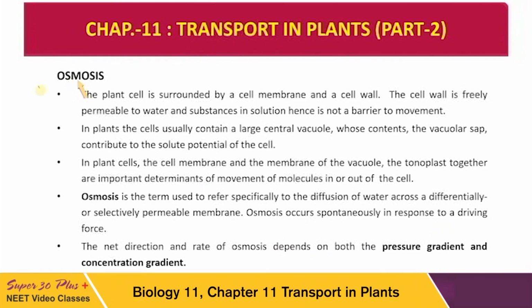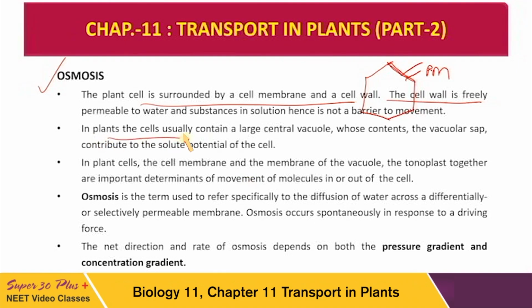First we have to discuss osmosis. In your earlier classes also you are acquainted with the term osmosis. A plant cell is surrounded by a cell membrane and a cell wall. If this is a plant cell, then this is the cell wall. The cell wall is permeable to all, and below the cell wall we have the plasma membrane. The cell wall is freely permeable while the plasma membrane is selectively permeable.